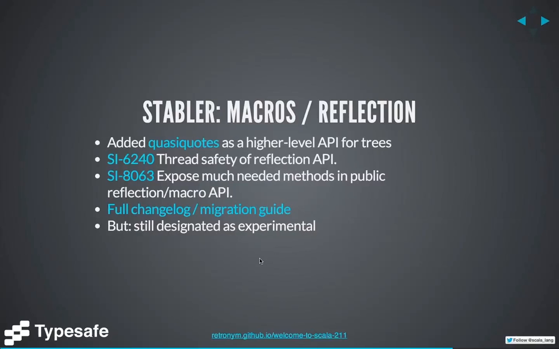A new major feature in Scala 2.10, an experimental feature, was compile time metaprogramming, aka macros, and a reflection API, as well as runtime reflection. The main difference in the API within Scala 2.11 is that we've added quasi-quotes, which is a high-level API for constructing and also for pattern matching on trees. So this is of some interest to macro authors. Runtime reflection.